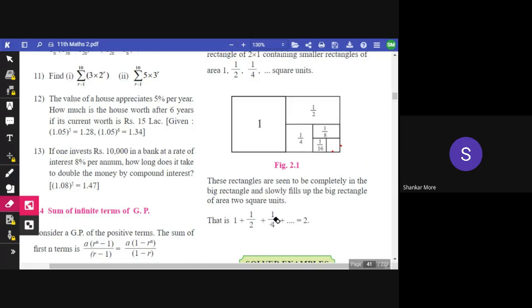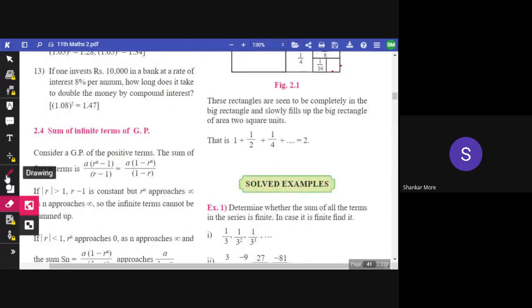If n is not given, then we have to use the formula. No, it is not like that. See, if you are asked to find the sum of infinite terms.